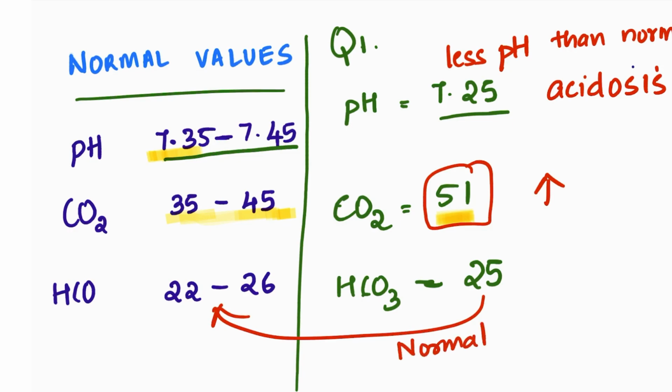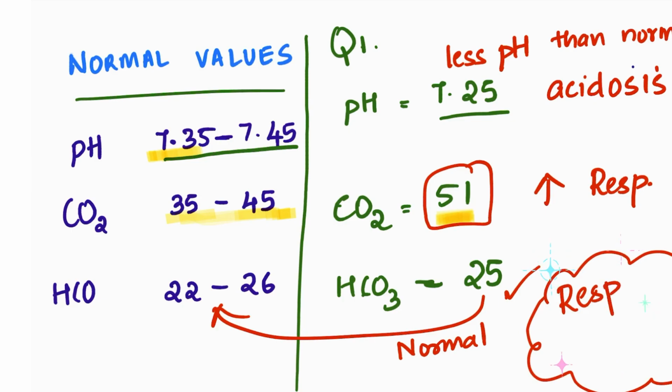Next, we look at the bicarb. It is within the normal range, 25. It's between 22 and 26. So we can conclude that this is respiratory acidosis.